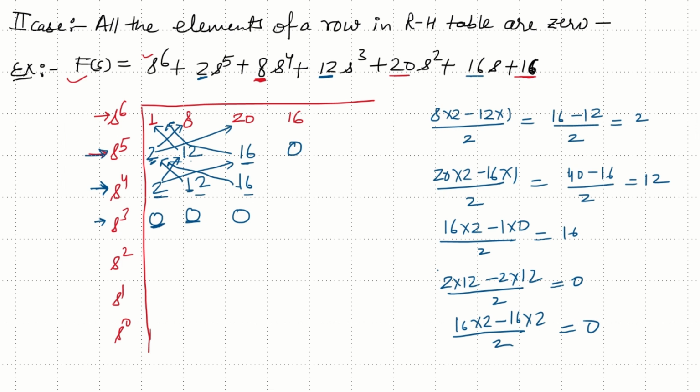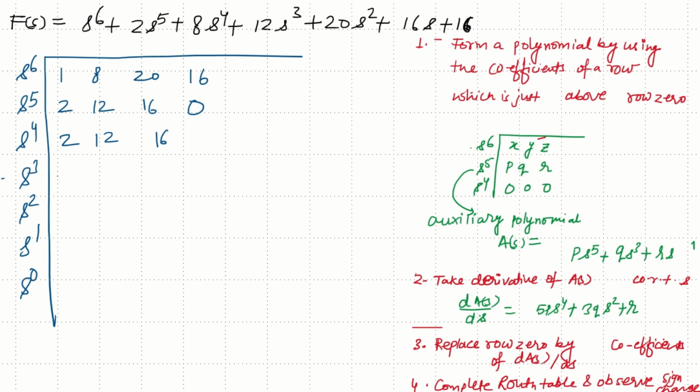Now, in this case, when all the elements of the s to power 3 row become 0, it is not possible to calculate the remaining coefficients of this Routh table, and hence we cannot predict whether the system is stable or not. So in these types of problems, how do we proceed further? What we will do is first form a polynomial using the coefficients of the row just above the row of zeros. What does this mean?